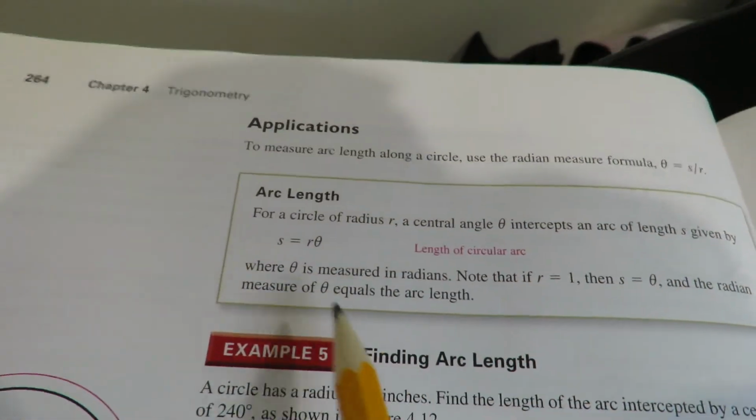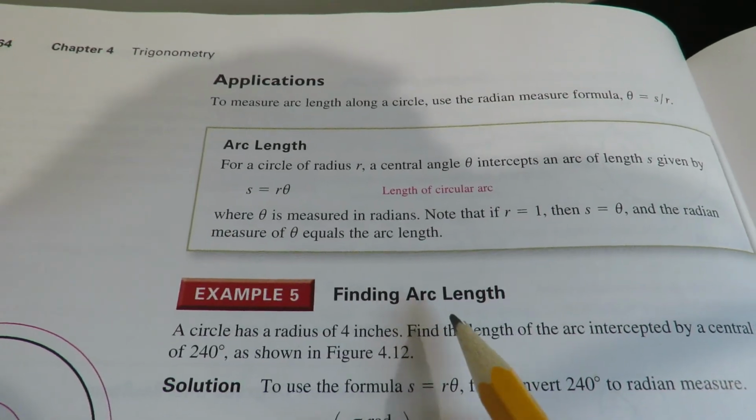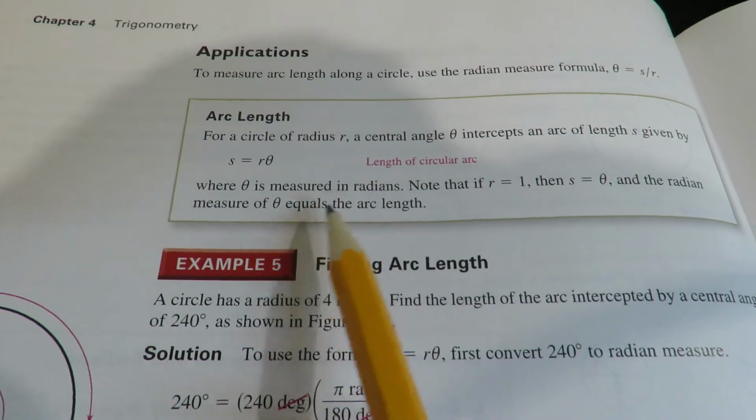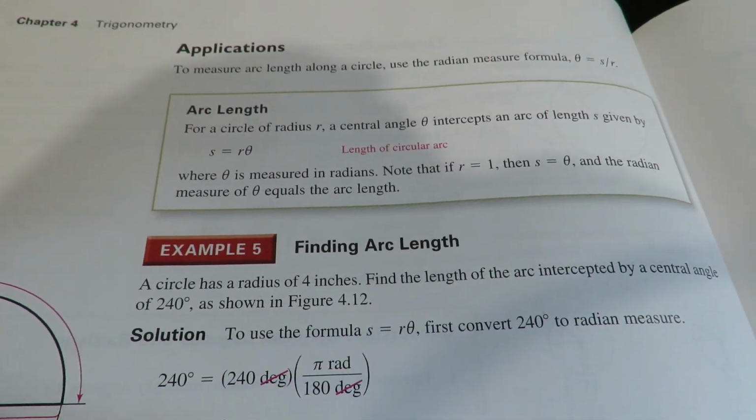An arc length is also very easy to calculate. There's the formula here. And again, you have to make sure that theta is in radians. The formulas are really basic, but if your theta isn't in radians, you won't match the answer in the back of your book.